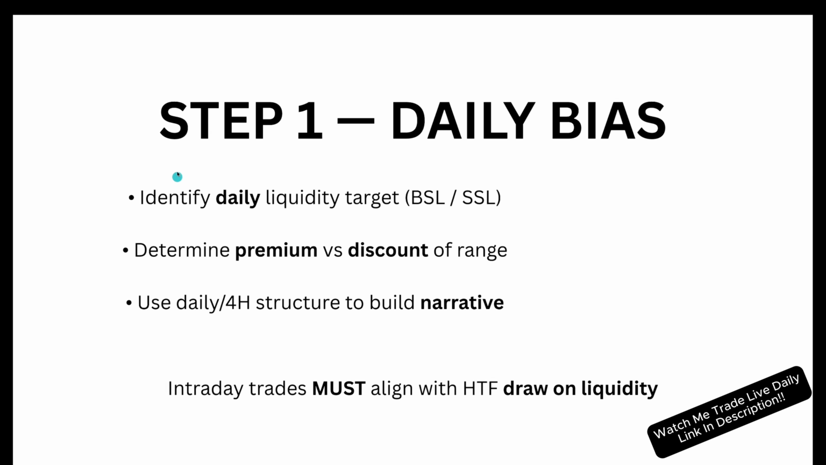So now we'll get into the actual confluences of the model and the whole system and what you are looking for. Step one, daily bias. You need to identify the daily liquidity target, or in other words, the draw on liquidity, whether it's buy side liquidity or sell side liquidity. Determine the premium versus discount of the daily range. You simply get your fib on the chart and anchor it from the swing high down to the current swing low, and that is your current dealing range on the daily chart. And you are using the daily and the 4-hour structure to build a narrative to get your draw on liquidity.